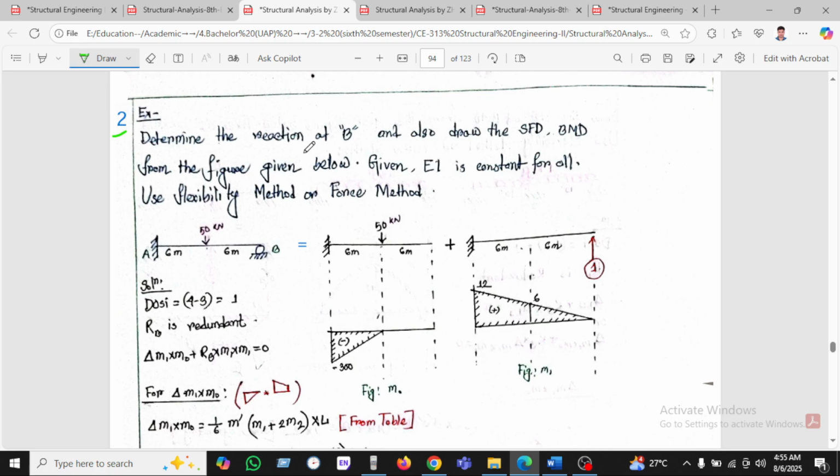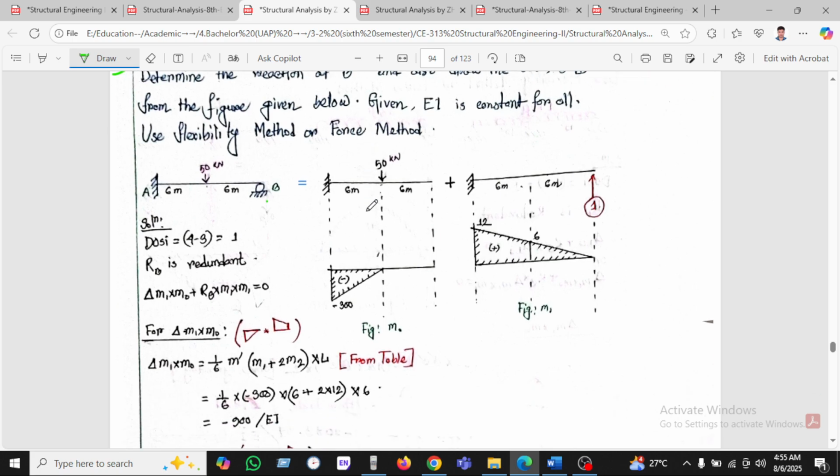Okay, so we determine the reaction at B. Also draw the SFD and BMD diagrams of the given beam, where EI is constant, using the flexibility and force method. Okay, let's see how we calculate.